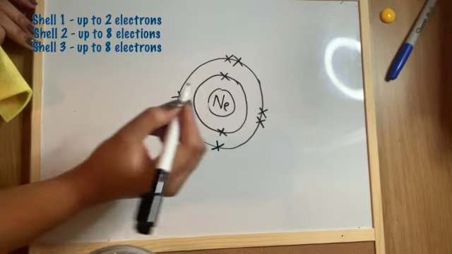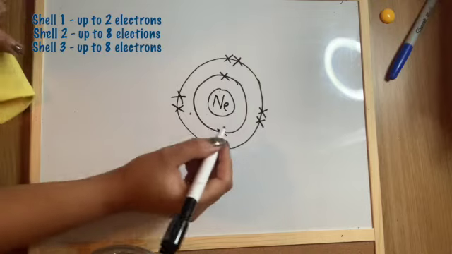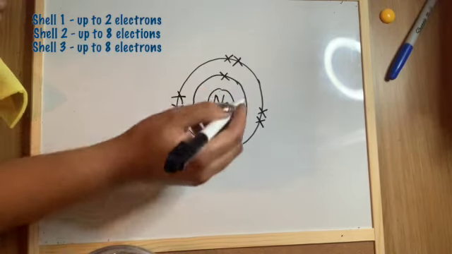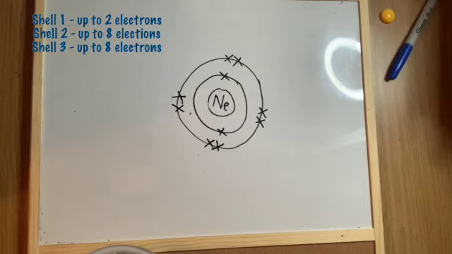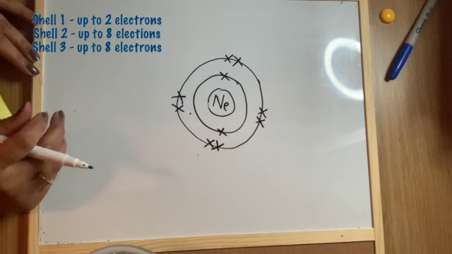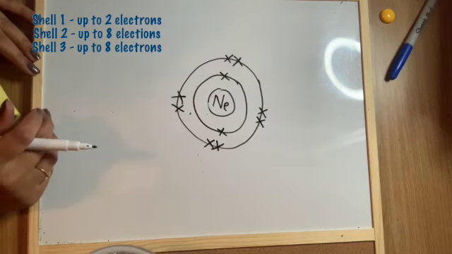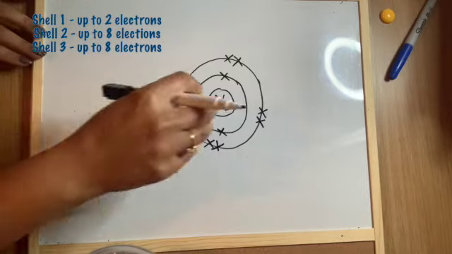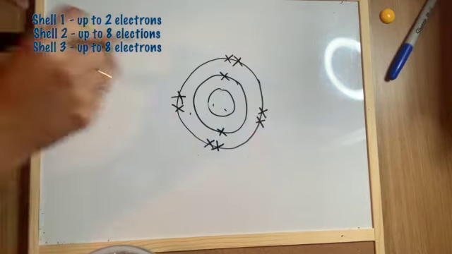N and a lowercase e, which has 10. So we've got 2 in the first shell and 8 in the second shell. That makes 10 altogether. Now, can you see how pairing up makes it so much easier to count how many electrons we've put on? And then next, we've got sodium. So sodium is Na.